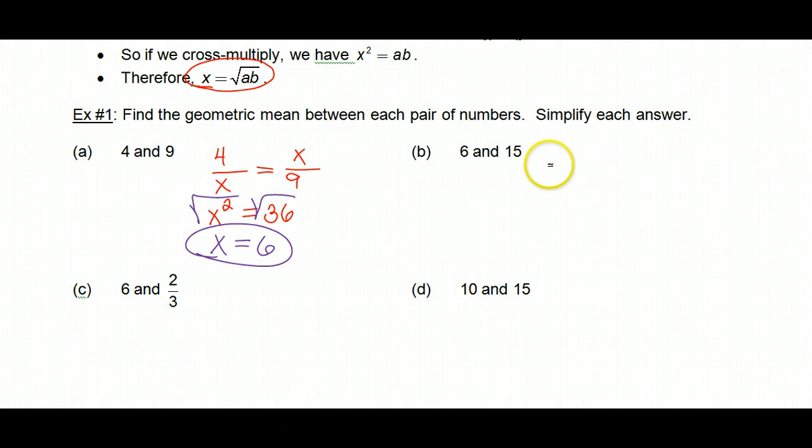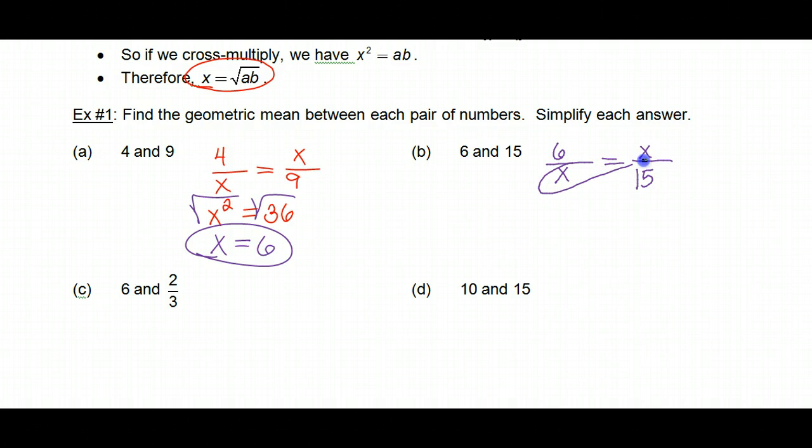Okay, 6 and 15. So again, x is the geometric mean of 6 and 15. You can skip to the multiplying and then the square root. There's a reason I'm stressing this approach, and that is when we do triangles later on. You'll see we have some rules about geometric mean.